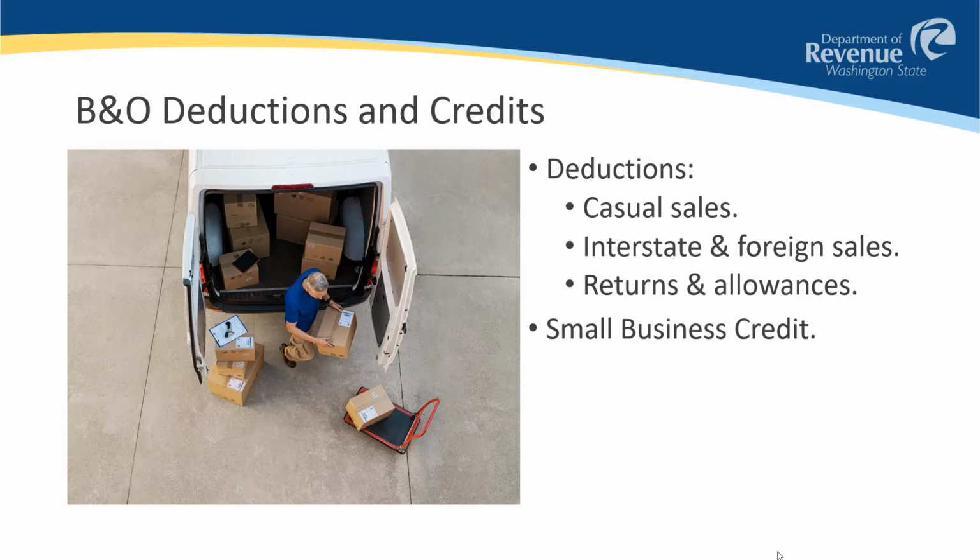Interstate and foreign sales. Goods sold and delivered to customers outside of Washington are not subject to tax in Washington. Documentation required for the deduction includes the sales invoice and the shipping document.